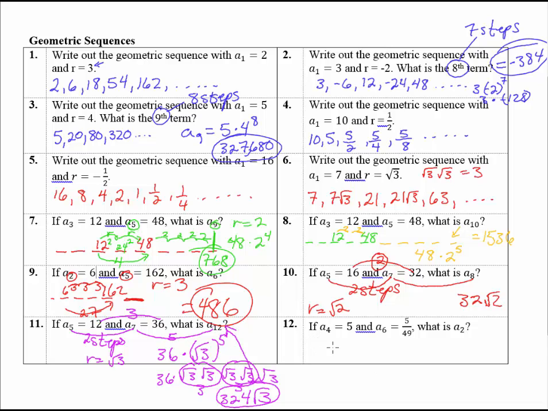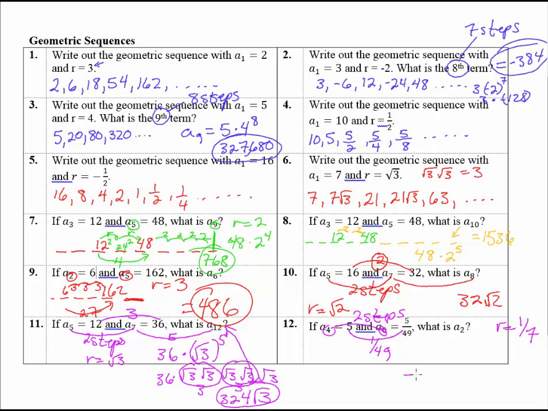Number 12, A sub 4 is 5, and A sub 6 is 5 over 49. And you're like, oh boy. From here to here, we had to times by 1 over 49. And we went, what is that, 2 steps? So what times itself, 2 times equals 1 over 49? Ah, the common ratio is 1/7.